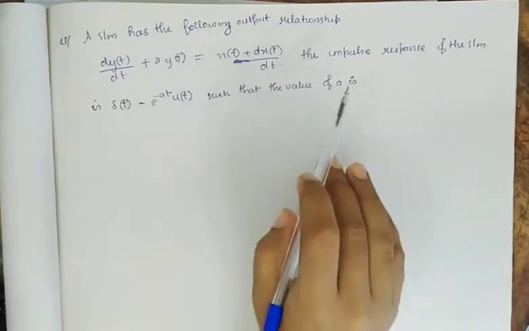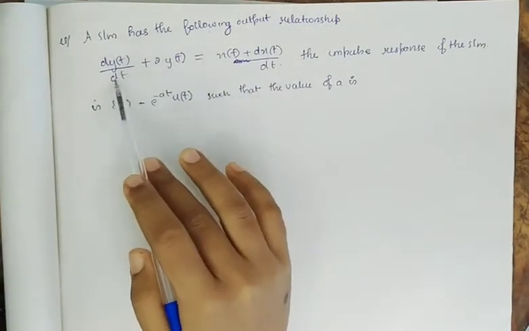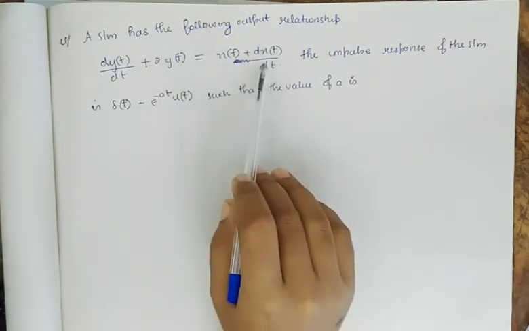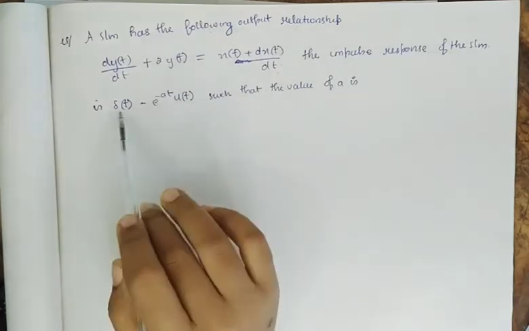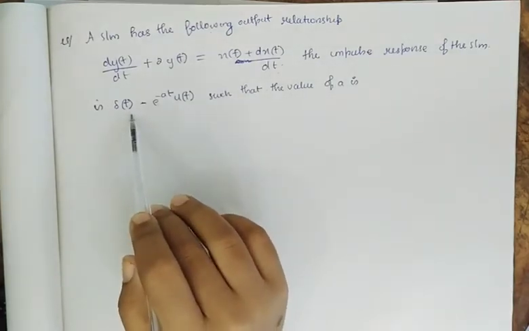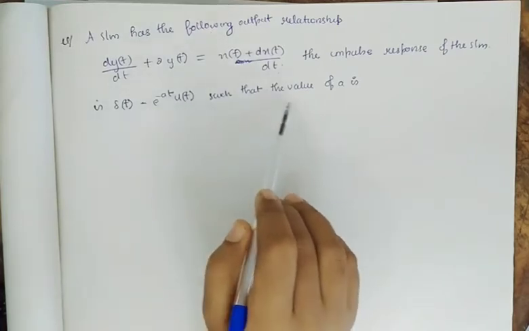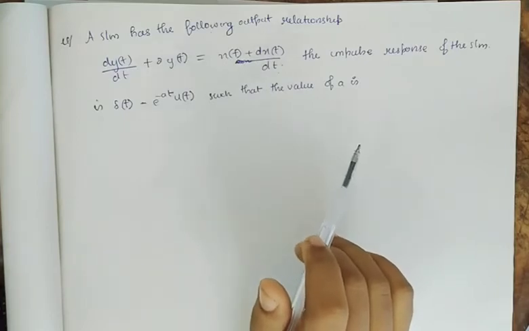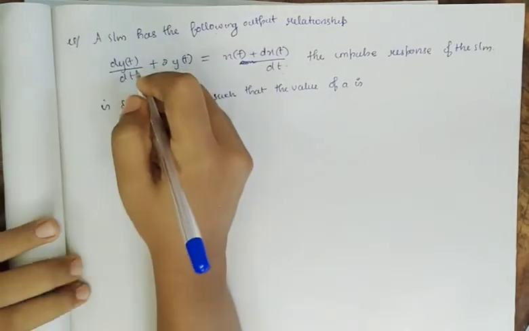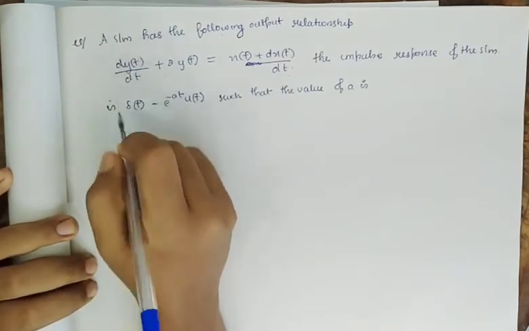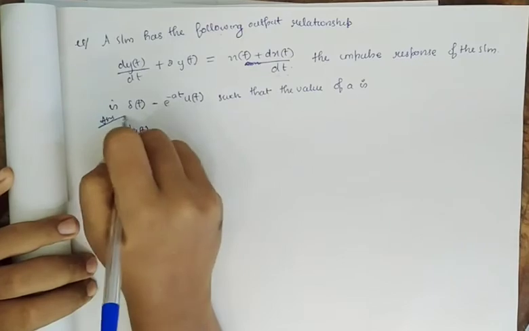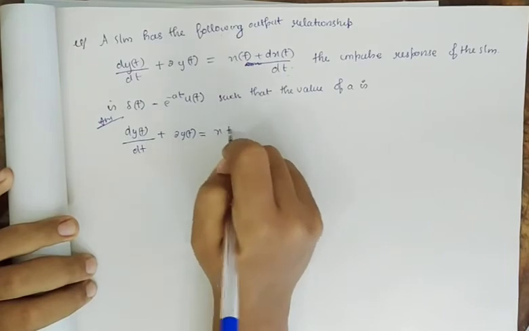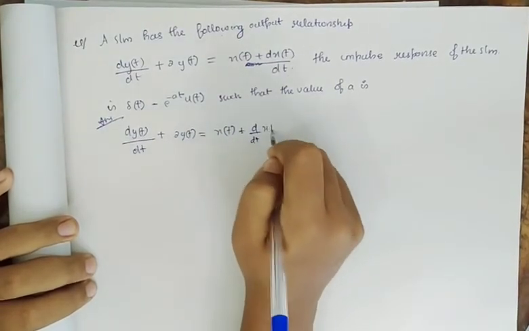A system has the following input-output relationship: dy of t divided by dt plus 2y of t is equal to x of t plus dx of t divided by dt. The impulse response of the system is delta of t minus e raised to minus a t u of t, such that the value of a is asked. So the impulse response is given here. Now I am going to use the Laplace transform. We are starting the answer: dy by dt plus 2y of t equal to x of t plus d by dt of x of t.